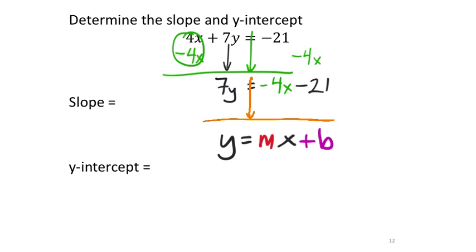I just got to divide by the coefficient of y, which is 7, by all the terms. So I'm dividing all the terms by 7. That makes that a phantom 1. It's there, but we don't need to see that. So what's my slope? Well, right there we got negative 4 over 7, so my slope is negative 4 sevenths.